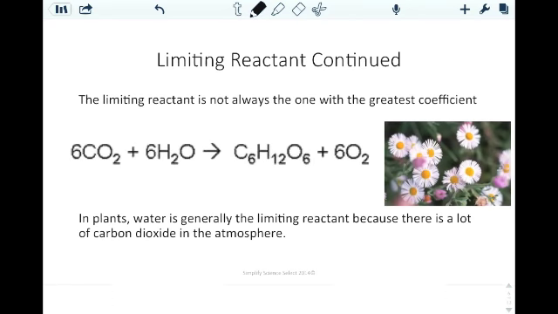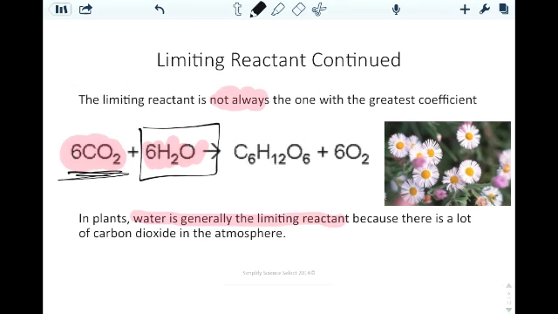Okay, so looking at limiting reactants, the limiting reactant is not always the one with the greatest coefficient. In plants, water is generally the limiting reactant. Why? Because there's a lot of carbon dioxide in the atmosphere. We usually don't run out of carbon dioxide. We usually run out of water. You have to keep watering the plants, and usually however much you water the plants, that's how much they grow. If you think about it, in the summer farmers really need a lot of water because they have plenty of carbon dioxide floating around, but water limits the reaction and really limits plant growth.